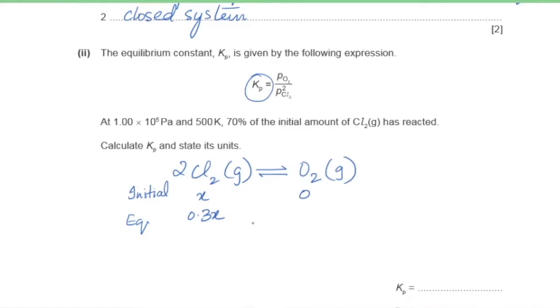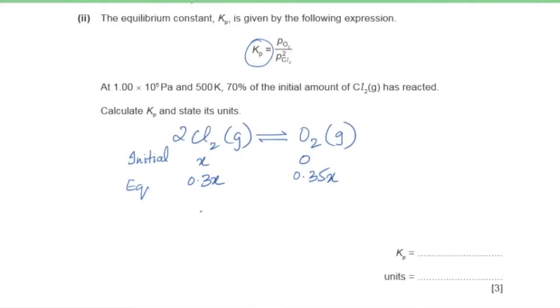And that 70% whole doesn't change to oxygen, since the mole ratio of chlorine to oxygen is 2:1. So again, half of that 70% changes to oxygen, and half of 70% is 35% of total chlorine molecules. So 35% of total X is going to be 0.35X. So when equilibrium was established, there were 0.3x moles of chlorine and 0.35x of oxygen, where x is the number of moles of chlorine initially before establishing the equilibrium.